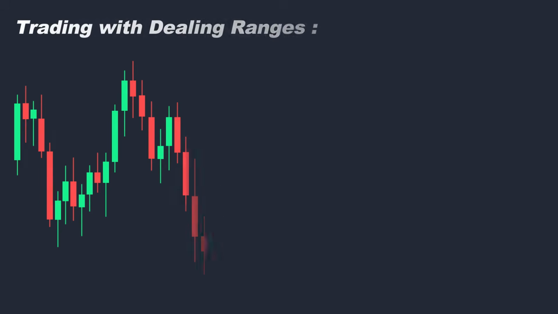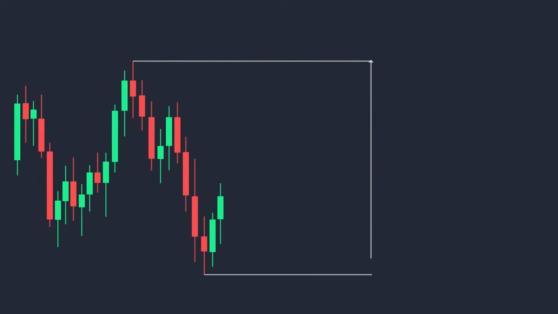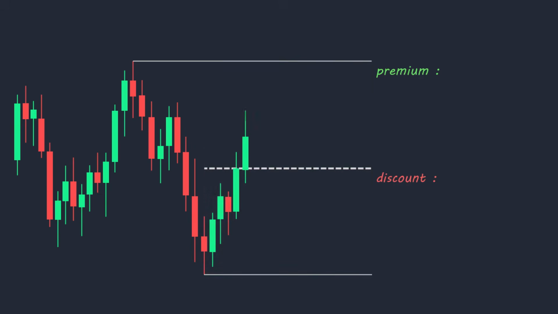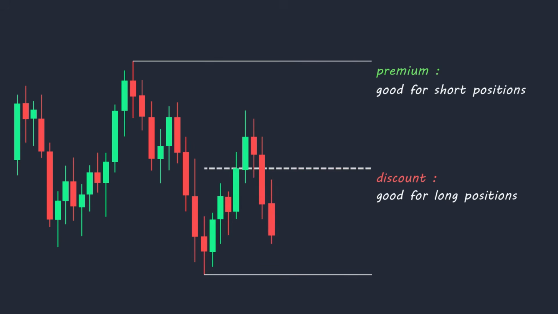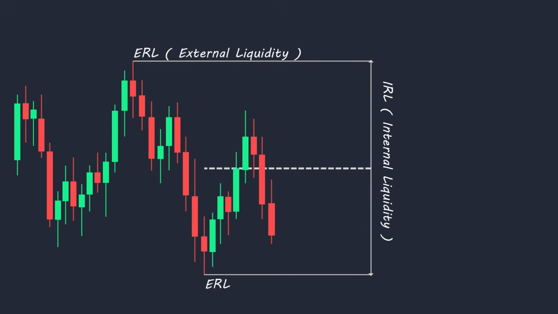But how can we apply dealing range theory to identify favorable entry and exit zones in the market? We said that the dealing range area is divided into two zones, premium and discount, by the equilibrium line. The price in the premium zone is suitable for entering short positions, while in the discount zone, it is suitable for entering long positions. However, the main point we mentioned was that price action within a dealing range is divided into external and internal liquidity.